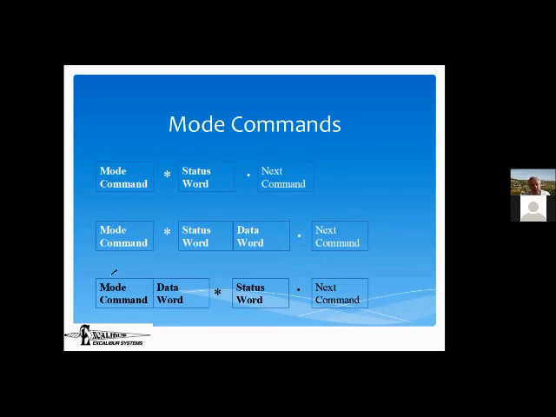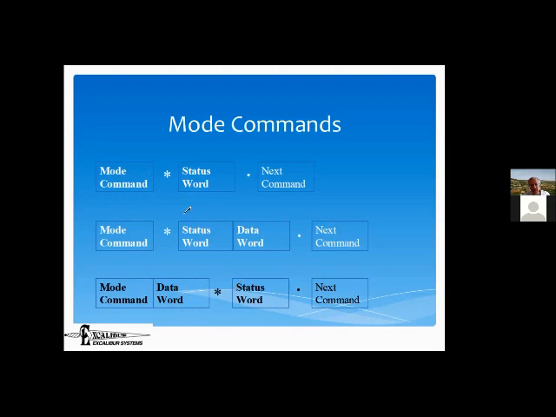And then you've got two kinds of mode commands with data, depending in which direction the data is going. So if it's an RT to BC mode command, then the bus controller will send the command, and the RT will send the status and a single data word. And if it's a BC to RT, then the bus controller will send the command and the data word, and the RT will then respond.